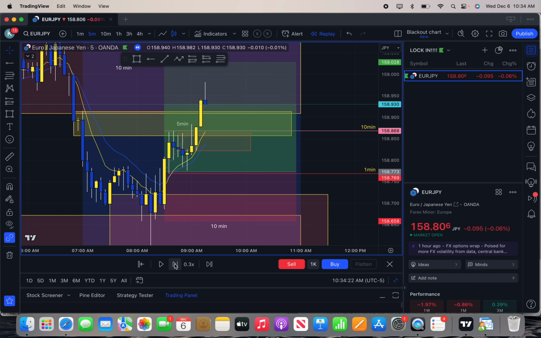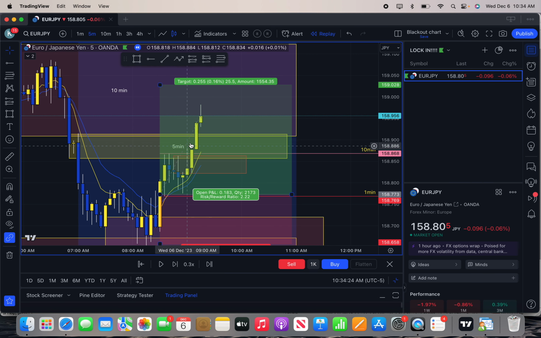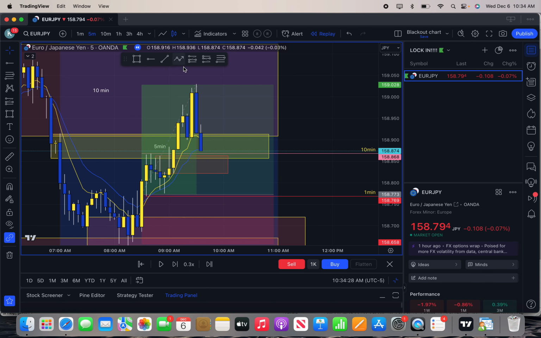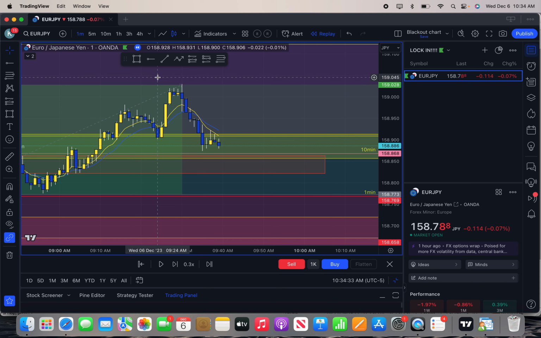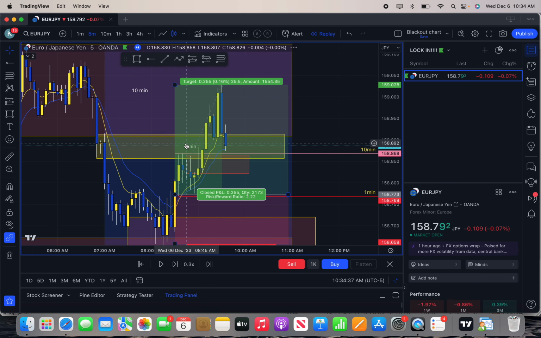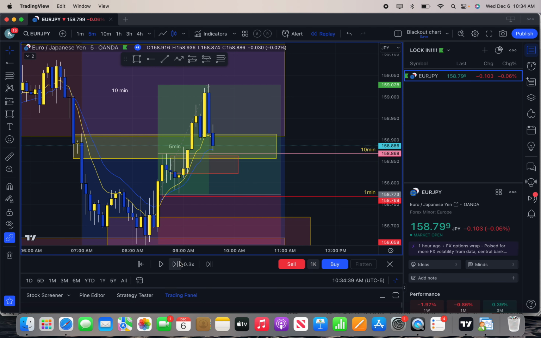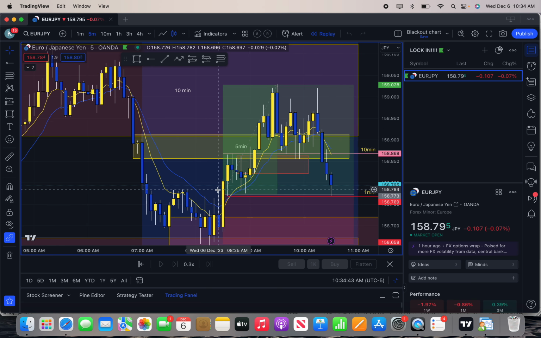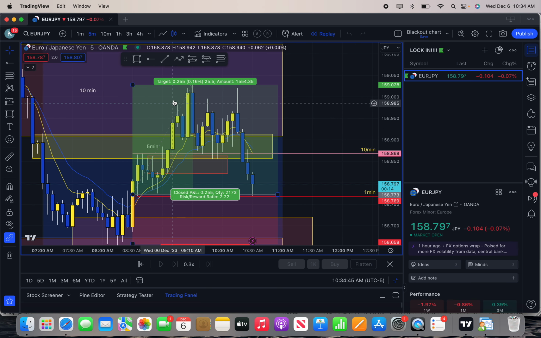What did it do after? Pushed up off of it. Broke that structure, came down some more, pushed up, smack TP, and we would have been out. We would have taken our cash and dipped. Simple as that. We would have taken our cash and dipped up here after TP was hit.